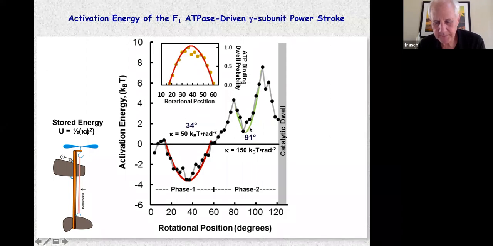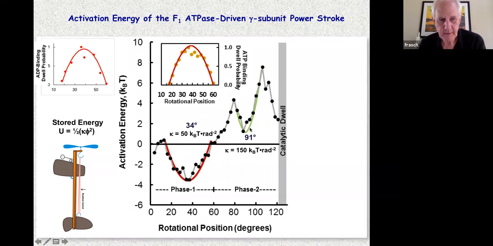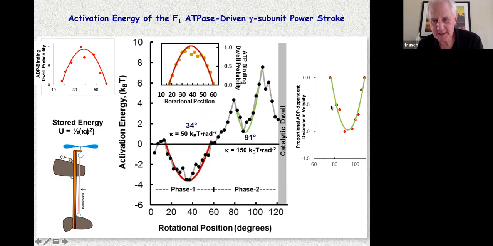What's going on here? Turns out this is where ADP binds and causes the dwells. And you can see here, that this would superimpose on here. This is what gets slowed down by ADP inhibition by binding at the beta DP site. And I can superimpose that on top of this curve as well. And that's probably not by accident, because this is its low energy point. And so this is where ADP would be most likely to be most effective in inhibiting the rotation.